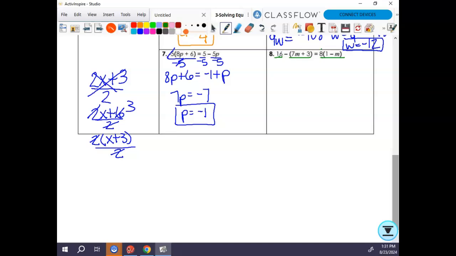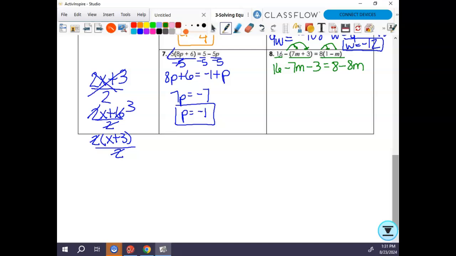Not only do I have to distribute this 8, you have to distribute the negative. And the signs on things, that's what can get you in hot water faster than anything else. So this actually gives me 16 minus 7m minus 3 equals 8 minus 8m. Those signs, distributing those signs, whether there's a number there or not, and especially if there's not a number there, that's when it really goes down the tubes.